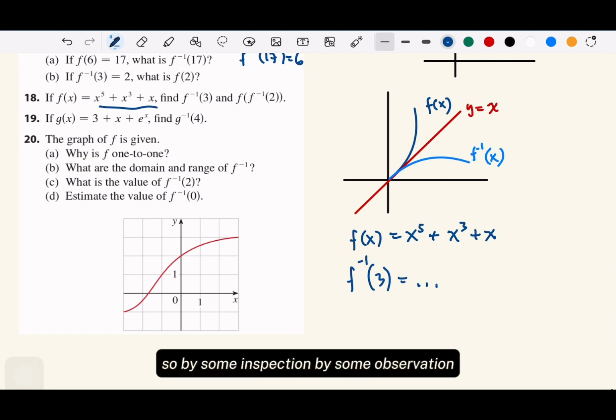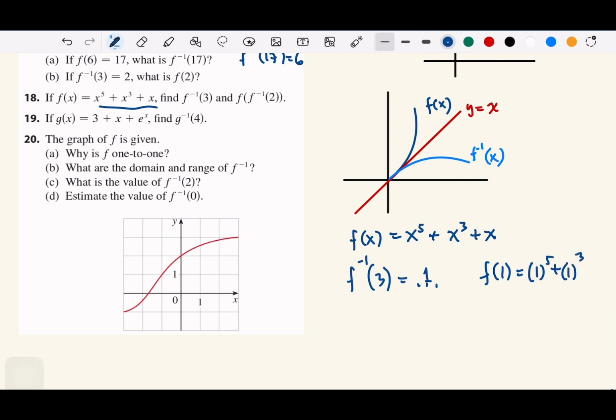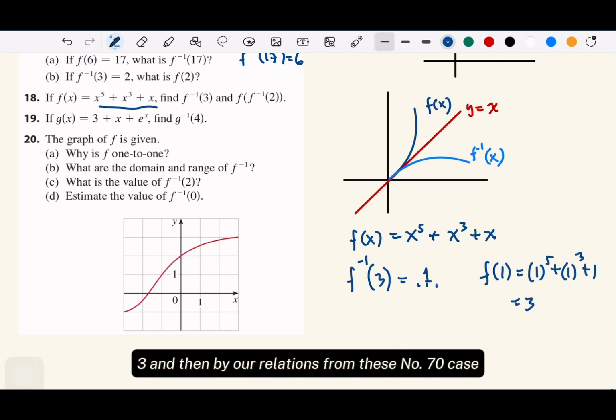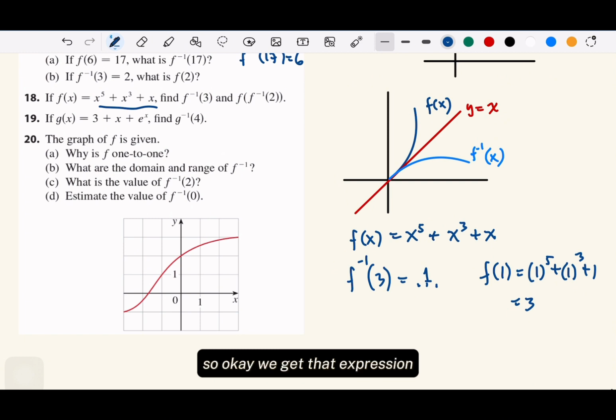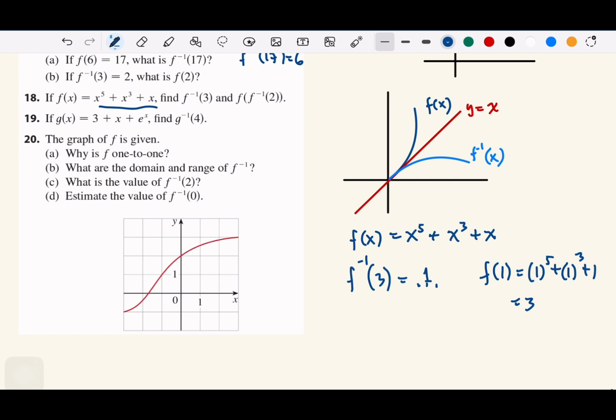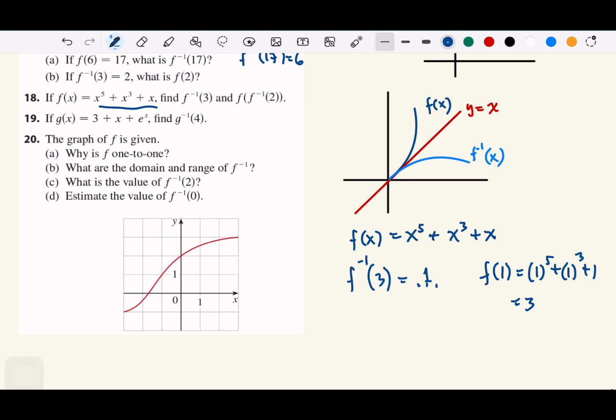By some inspection, by some observation, we know that this should be 1 because f of 1 is 3. And then by our relation from number 17, it's still okay, we get that expression. Do you get it? Students who got a low score, do you get it?